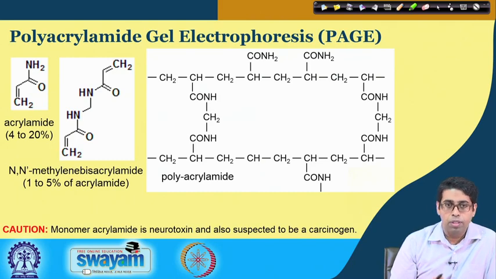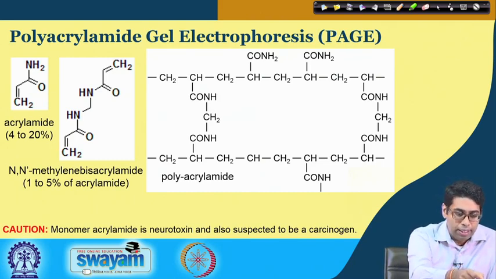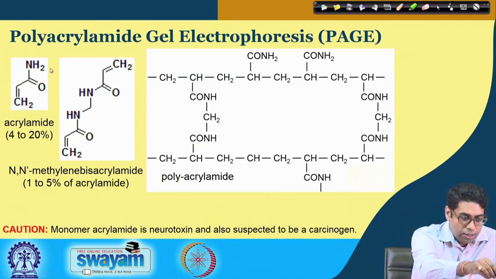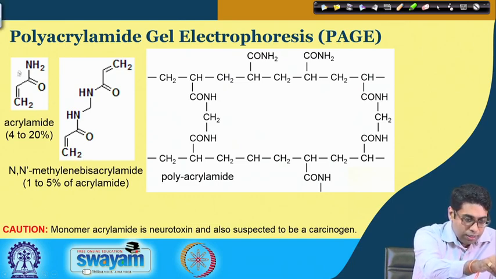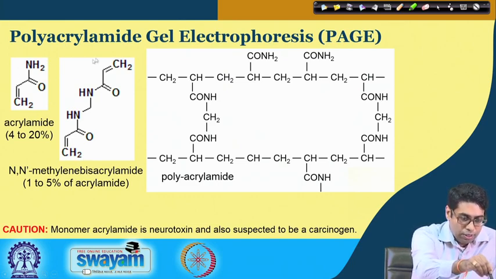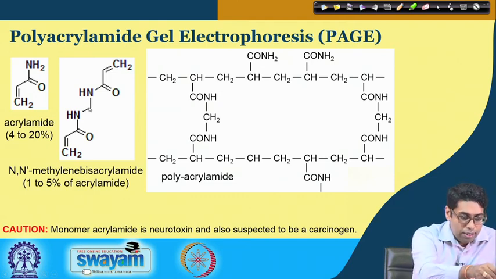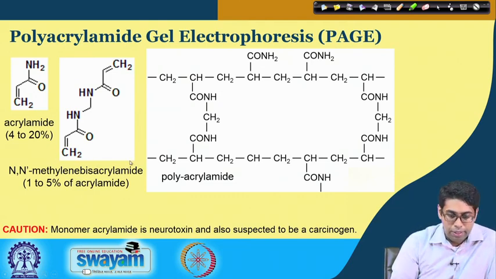So, if a student forgets to add bis-acrylamide and polymerizes only acrylamide, then what you will get is a highly viscous liquid, but not a solid gel. If you see carefully, bis-acrylamide is nothing but this acrylamide moiety. There are two acrylamide moieties, this and this, and these two moieties are connected by a methylene group. That is why it is N,N'-methylene bis-acrylamide.